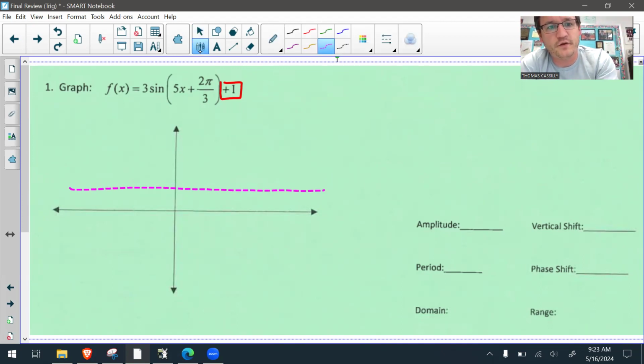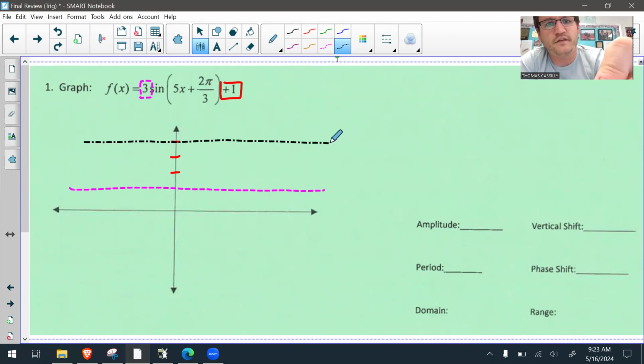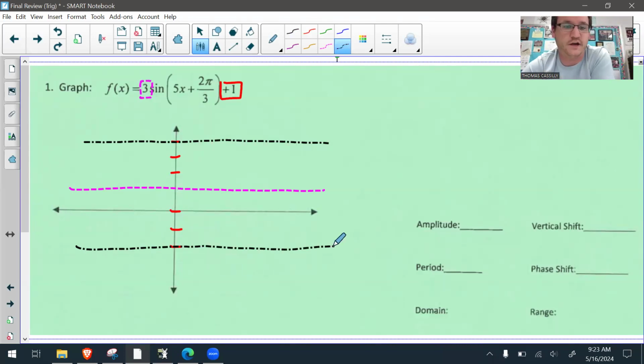Now the next thing I notice is the amplitude. The amplitude here is 3. What that means is we're going to max out 3 spaces above this midline. Again, make sure your spacing is good. This is going to be the maximum height that our sine function gets. Since the amplitude is 3, it's 3 above the midline and 3 below the midline. So the entire wave that we draw should be between those two black dotted lines that I have drawn.